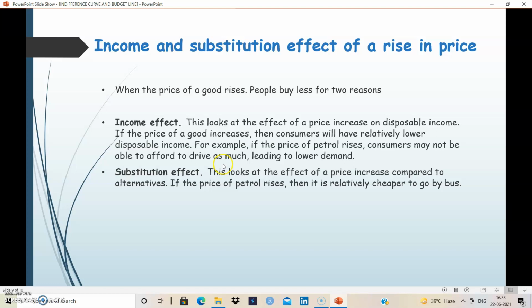And the substitution effect looks at the effect of a price increase compared to alternatives. If the price of petrol rises, then it is relatively cheaper to go by bus. So in both cases, people buy less.